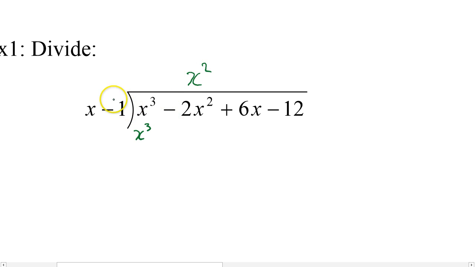X squared times minus 1 is minus x squared. Now I have to be careful. It's a little bit different than in my regular grade school long division, because when they're just regular numbers, they're always positive. So x cubed minus x cubed obviously cancels out. But now I'm subtracting this. I've got minus 2 of these x squareds, and I'm subtracting a minus x squared. So I'm actually adding here when I'm subtracting a negative.